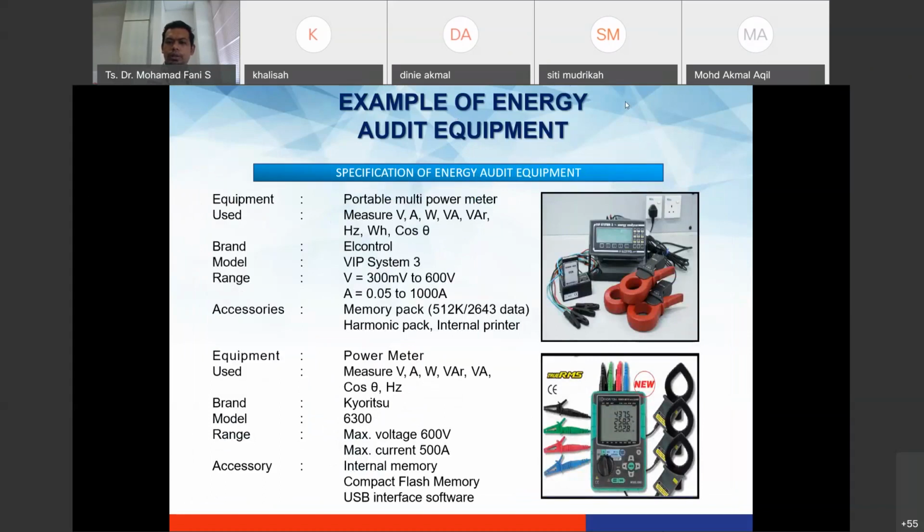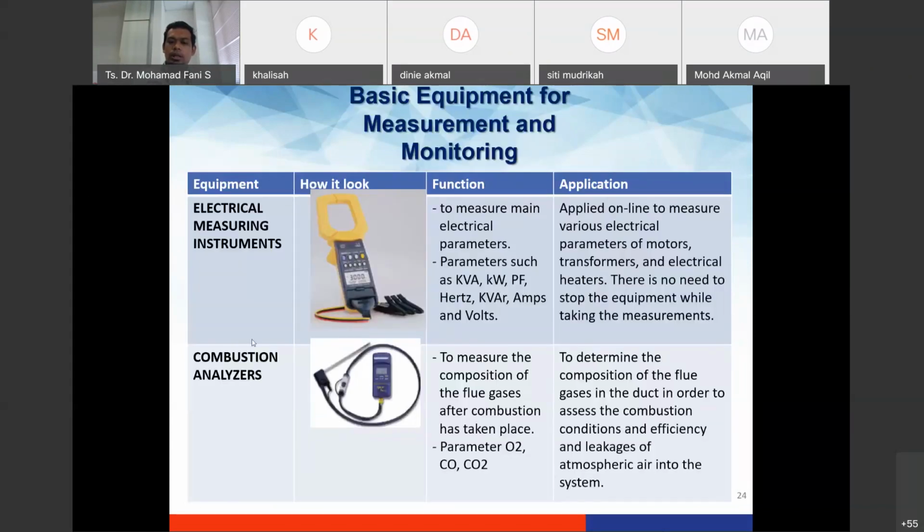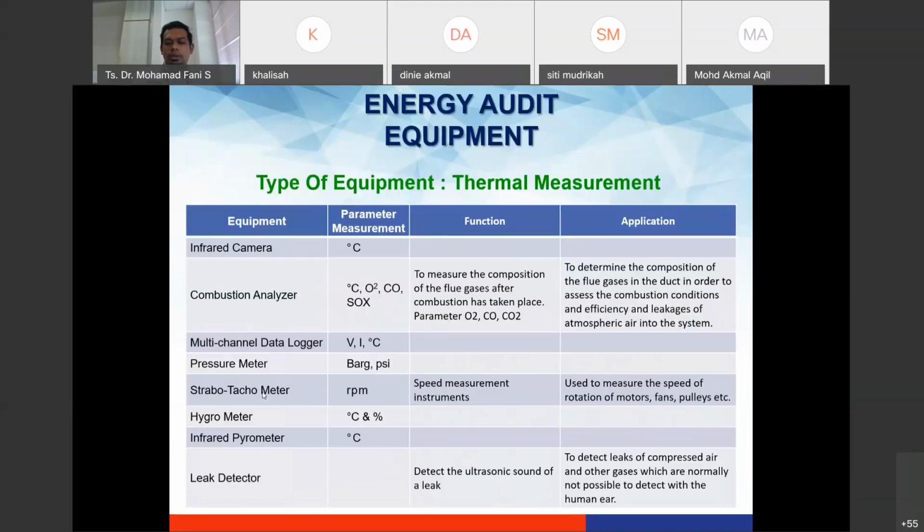okay, logger to measure within the time frame. So we set, for example, 1 week or 2 weeks, we measure by using this power meter. But this one is the one-off reading from the meter to know what's the current power for the certain equipment. Combustion analyzer, CO2. Okay, this one we put on the boiler to get the combustion status for the boiler, for example. Leak detection, lux meter again, infrared.